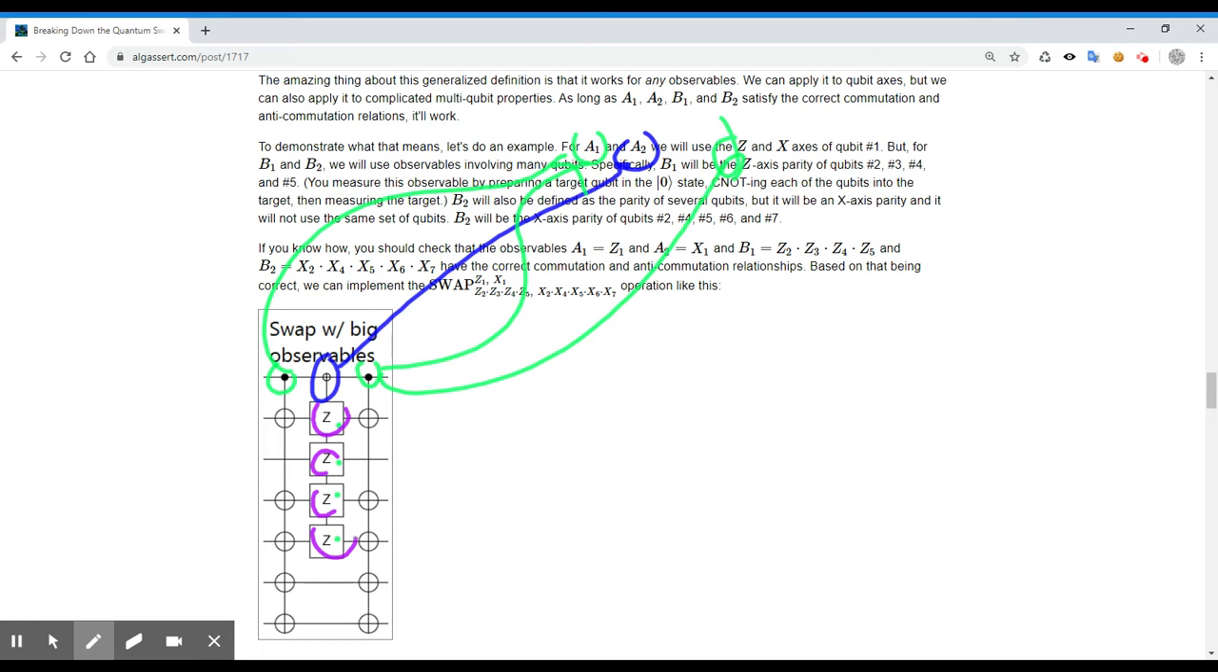B2, okay, an X-axis parity. What is the same qubit? But we'll not use the same set of qubits. But are these, okay, so 2, sorry, that's not correct. This is for these, and then these guys in here as these. And so, okay. And this is calculating the parity.